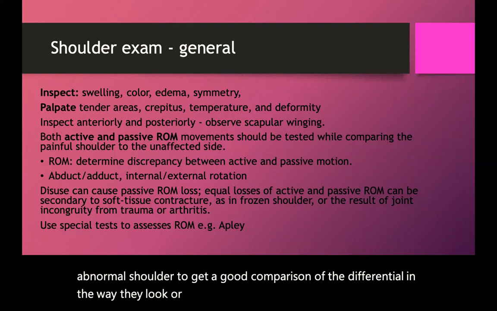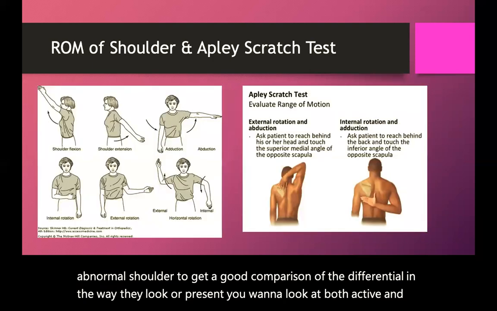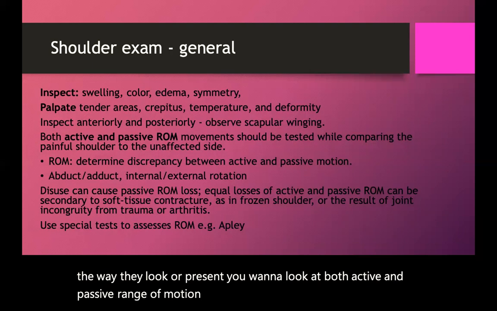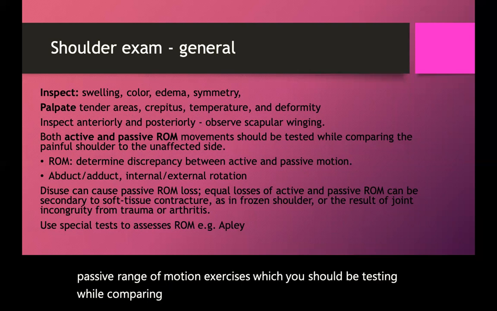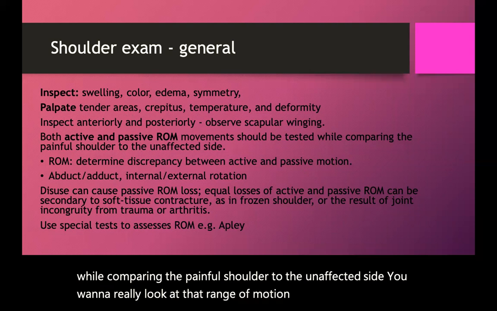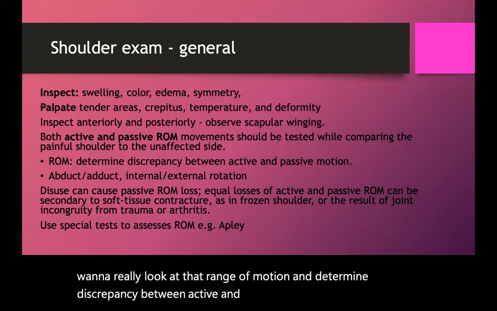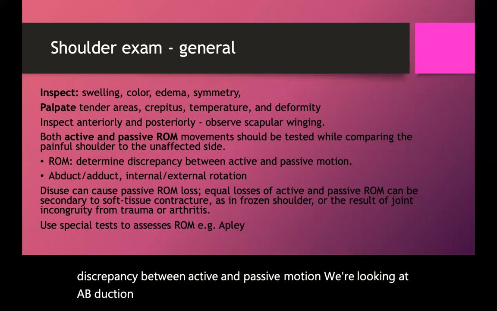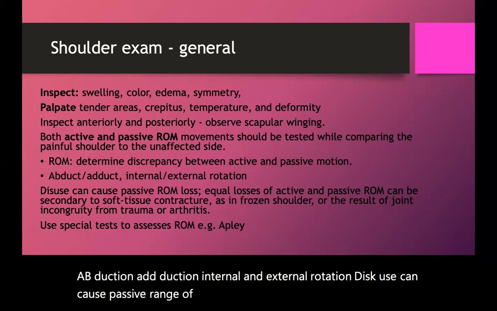You want to look at both active and passive range of motion exercises, which you should be testing while comparing the painful shoulder to the unaffected side. You want to really look at that range of motion and determine discrepancy between active and passive motion. We're looking at abduction, adduction, internal and external rotation. Disuse can cause passive range of motion loss, so just keep that in mind.